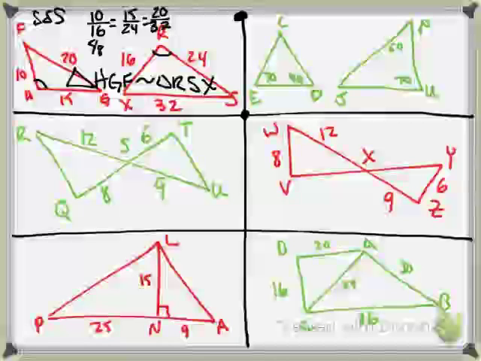What's angle C? 70. 70 when we subtract from 180. And angle J? 50. 50. So we only have one angle that matches. That's not good enough. So these don't work.